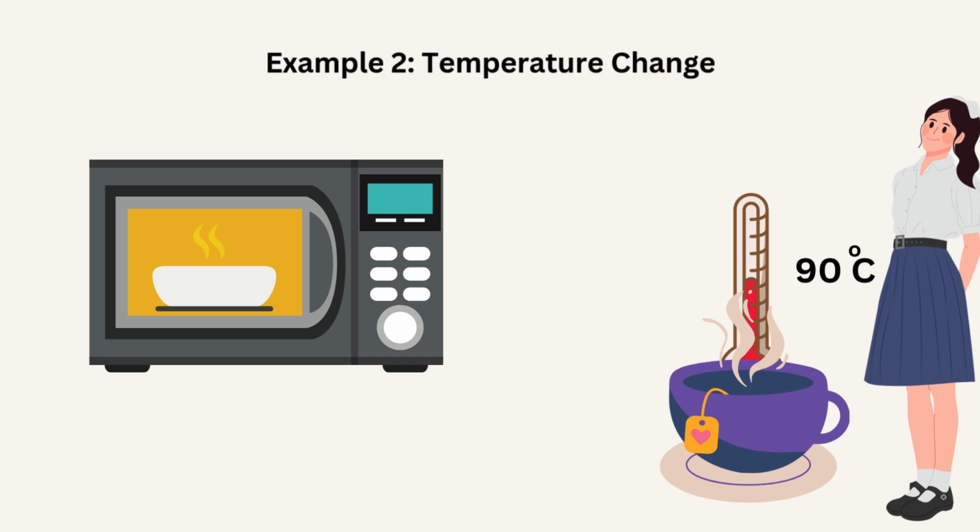Let's see one more example. Temperature change. Suppose you take a hot cup of coffee from the microwave. Initially, it's 90 degrees Celsius, but as time passes, it cools down toward room temperature, 25 degrees Celsius.